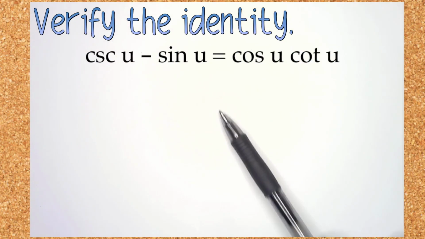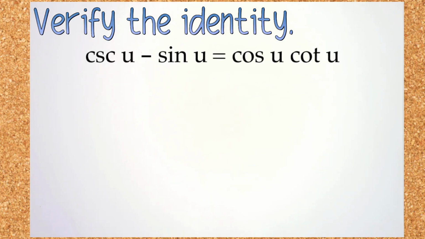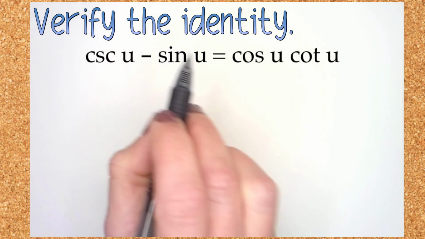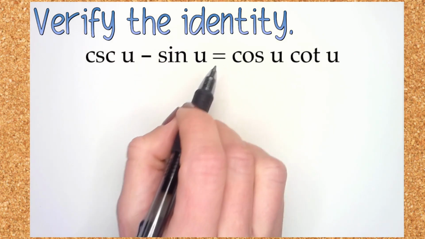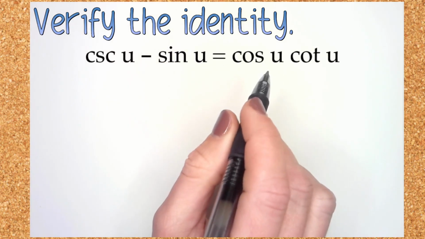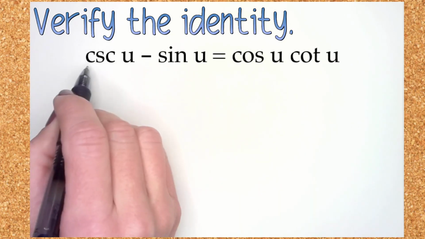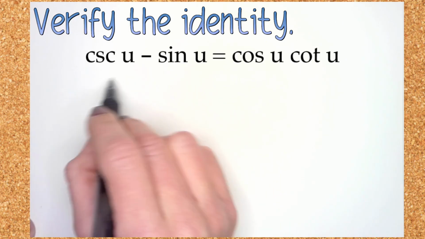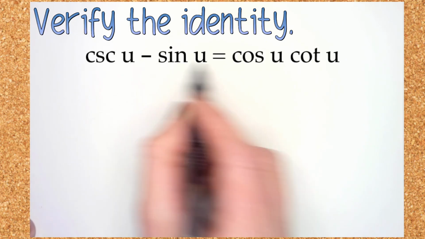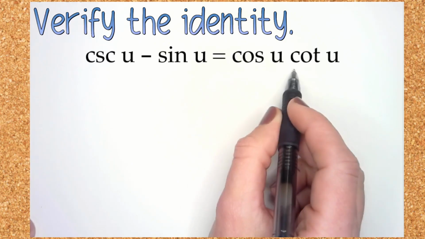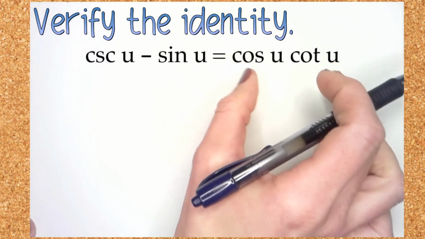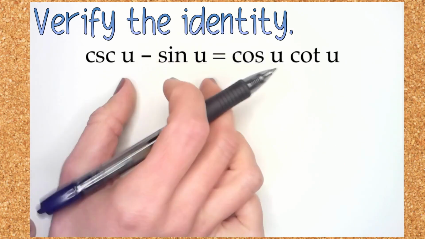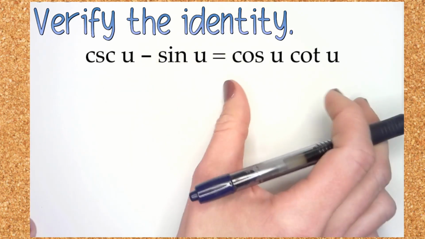Hey everybody, in this video we are going to verify the identity you see in front of you: cosecant u minus sine u equals cosine u times cotangent u. In an example like this one, I tend to prefer starting with the side that has a sum or a difference and working towards having just a product, having one thing all together. It's easier to bring things together by finding a common denominator than it is to bring things apart.